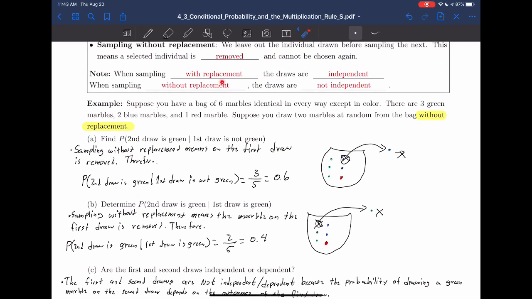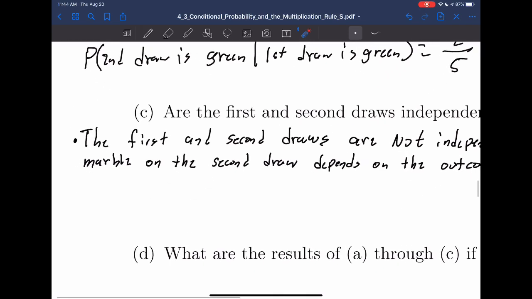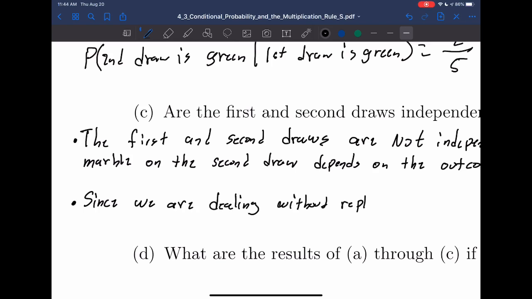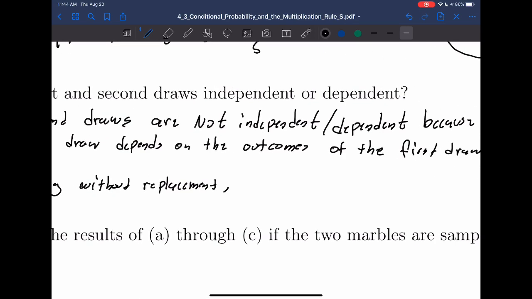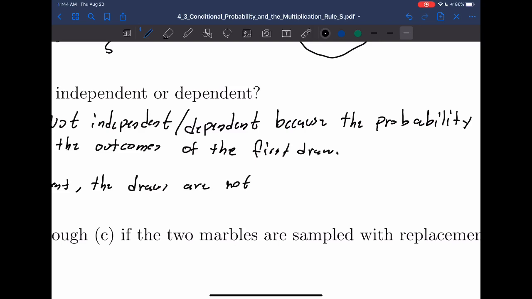Another way you can think about it is that since we're dealing without replacement, we automatically know that these draws are not independent. So we could also say that since we are dealing without replacement, these draws are not independent, or dependent. Not independent and dependent are saying the same thing.